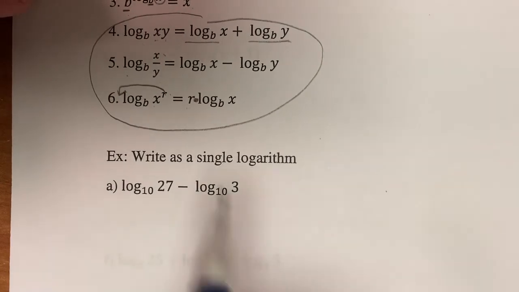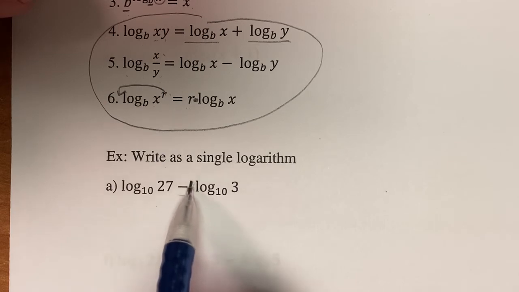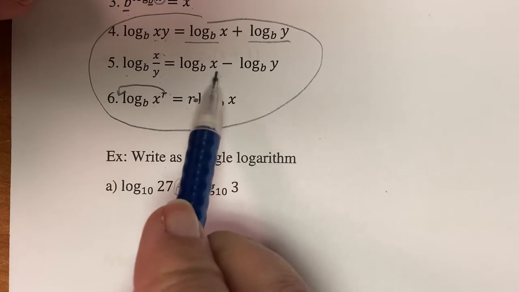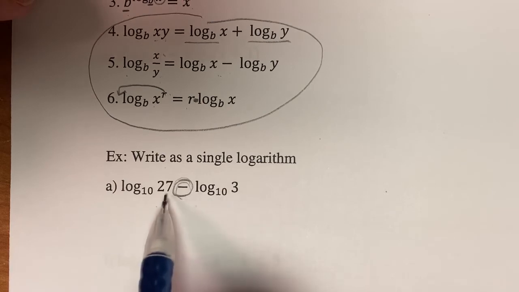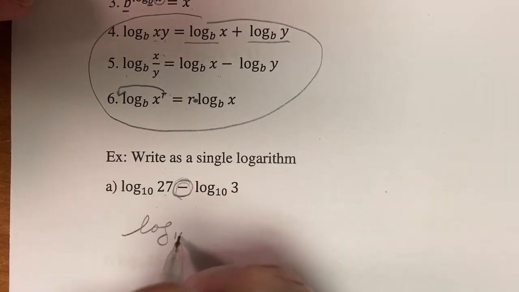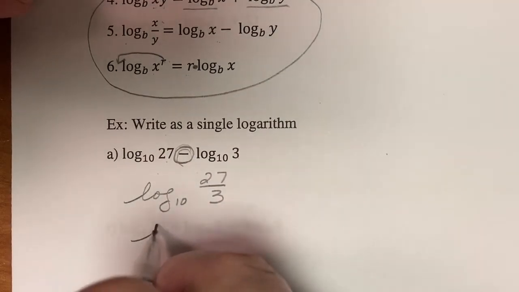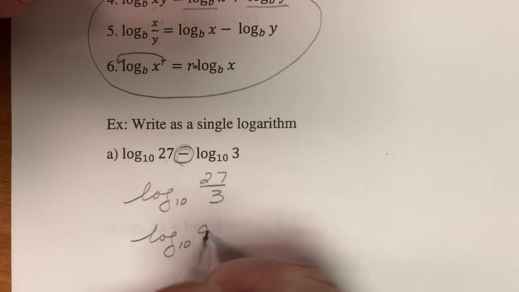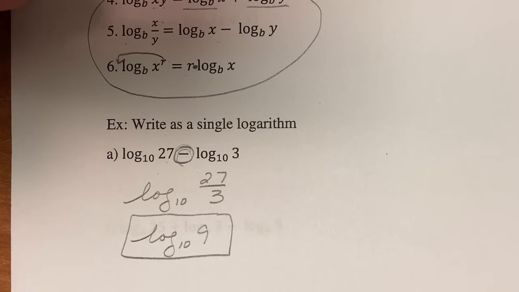So look at this one. It says, write each of these as a single log. Well, look what I have. I have two logs that are being subtracted. So that's this property, and I'm going to go backwards. If the two individual logs are being subtracted, do you see that together that meant these two values were being divided? So I would rewrite this as the log base 10 of 27 over 3, which of course would be the log base 10 of 9. And that's what they're looking for. They just want you to rewrite it as a single log.